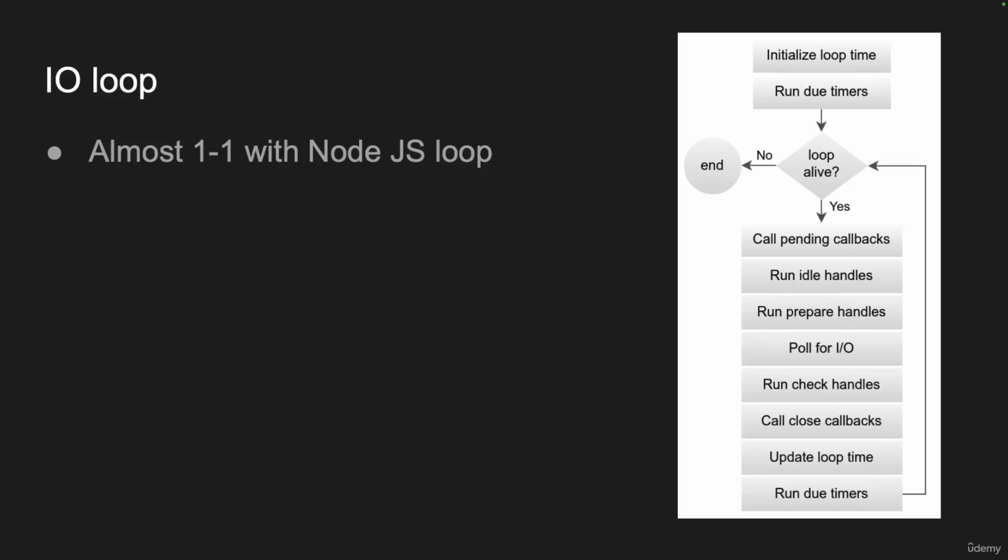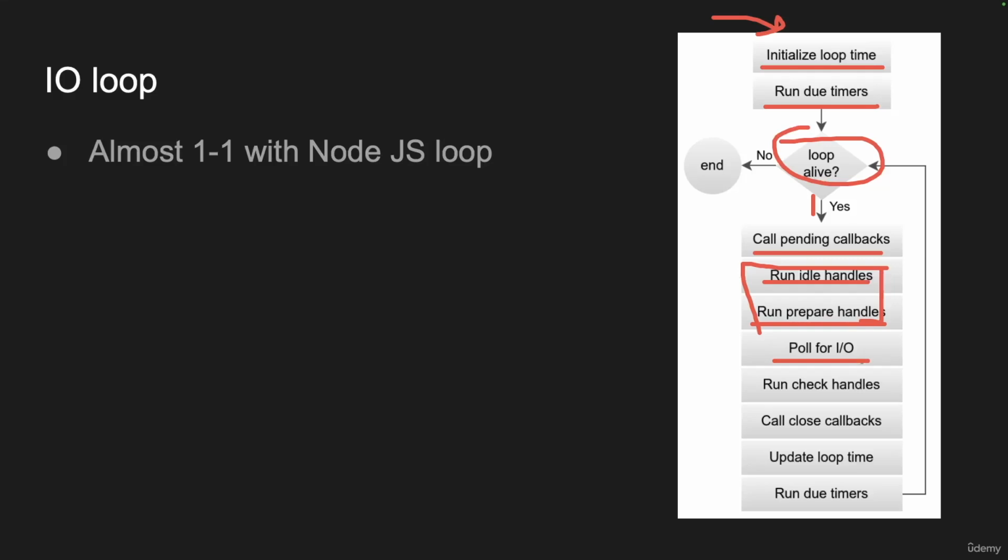Here's the interesting loop for libuv. It looks identical, if you remember. This is the initialization loop. The initial phase comes right here. Then we have timers. Then there's a loop: is the loop alive? Yes. Call pending callbacks. Run idle handlers. Run prepare. So these are merged into one phase in Node, but they are two in libuv.